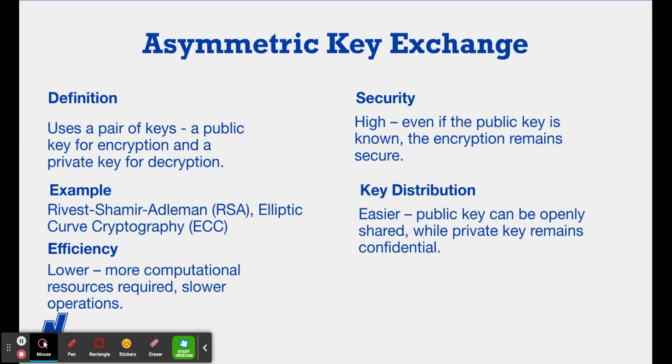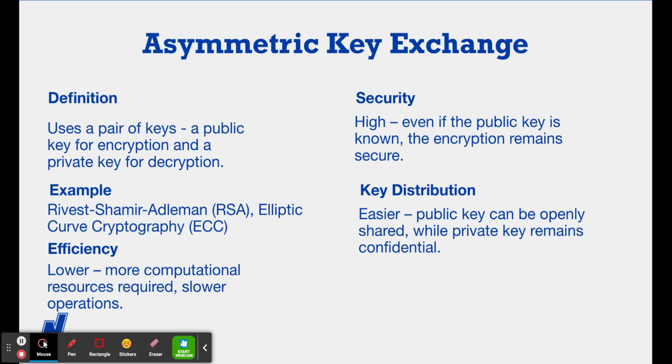Now let's talk about asymmetric key exchanges, also known as public key exchange, using a pair of keys for the encryption and decryption process. One key is public and can be freely distributed, while the other key is a private key and must be kept confidential. For instance, if Alice wants to send a secure message to Bob, Alice can encrypt the message using Bob's public key.